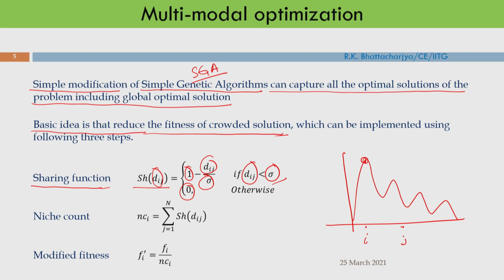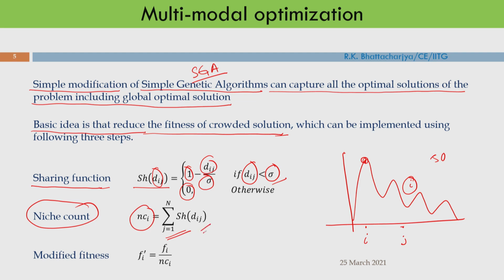Now, suppose I have a total of 50 solutions, and I have taken a particular solution i. For this particular solution, I will calculate the distance to all these 50 solutions. Once I get the distances, I can calculate the sharing function values, and I can say whether this solution is crowded or not. After that I calculate the niche count. What is the niche count? The niche count is nothing but the summation of all these sharing function values.